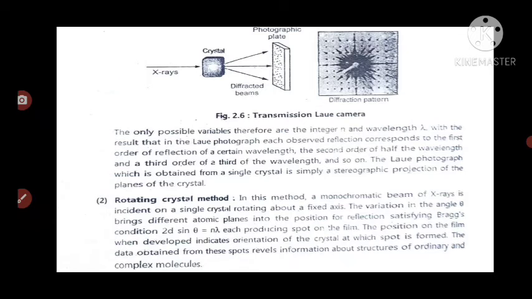So this is the method in which X-ray radiation is incident on a stable crystal. Now the second method we see here is the rotating crystal method. In this method, a monochromatic beam of X-ray is incident on a single crystal rotating about a fixed axis, and the variation in the angle theta brings different atomic planes into position of reflection, satisfying the Bragg diffraction condition.